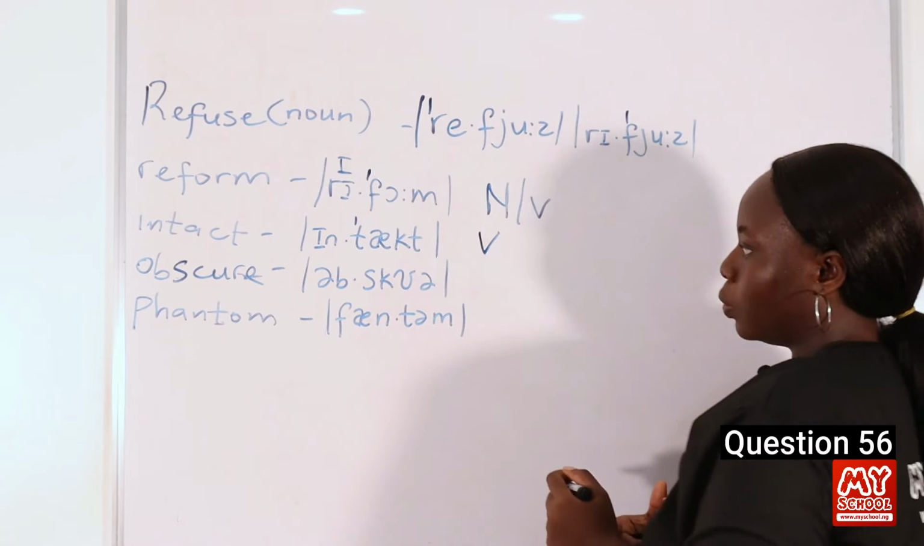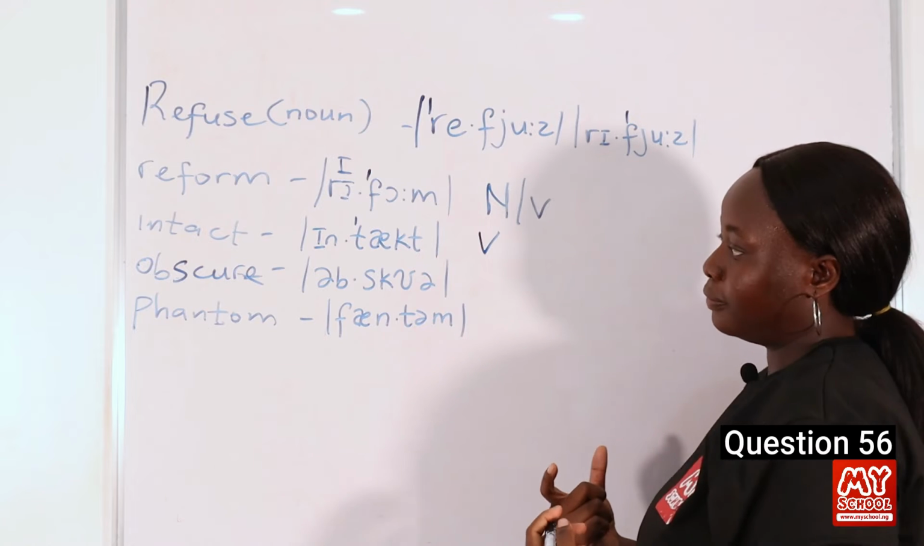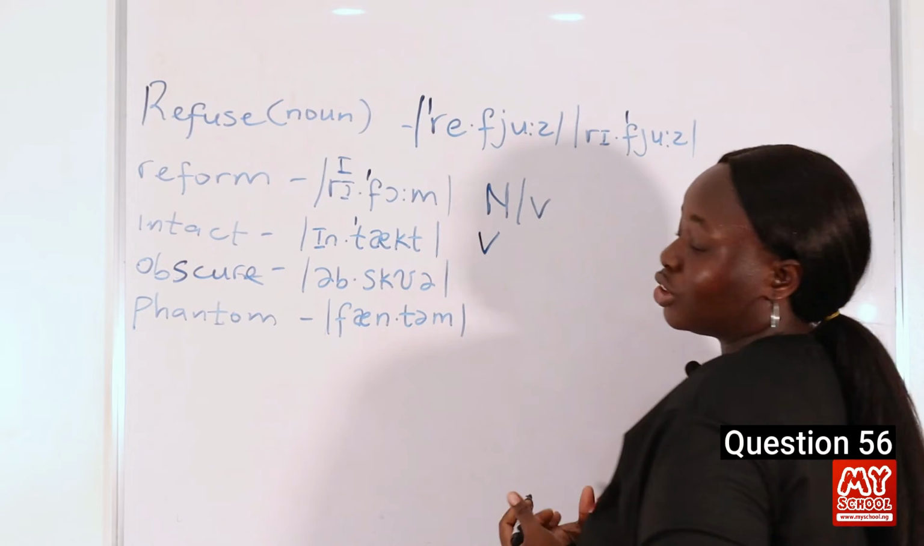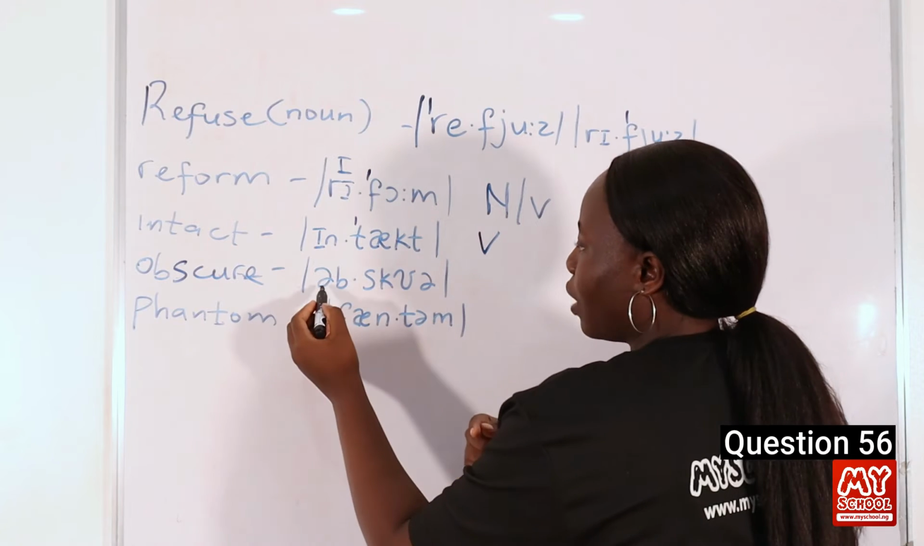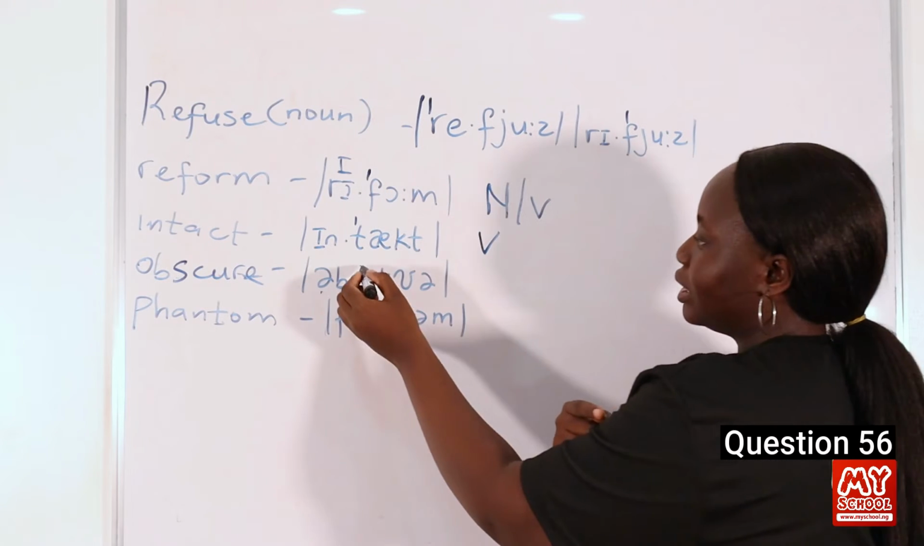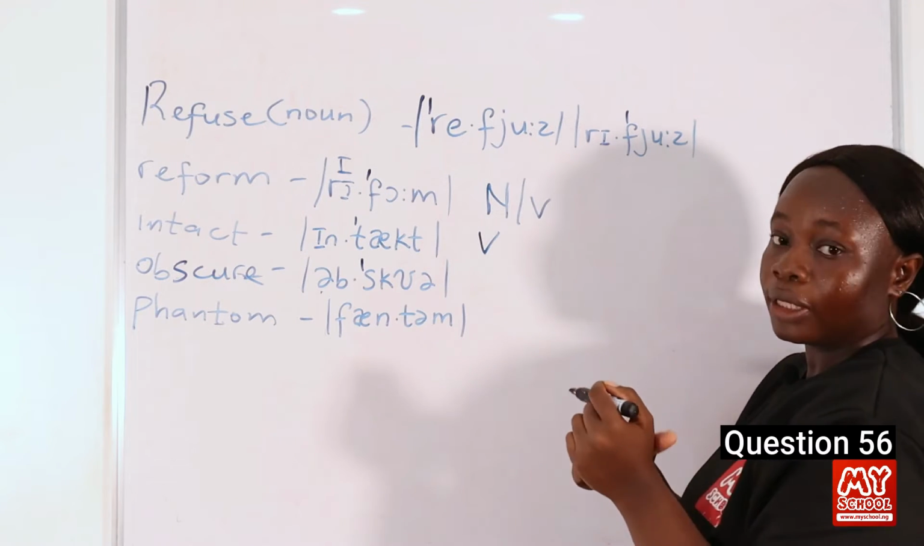Then we have the word obscure. This is an adjective, okay? Normally, the stress is supposed to be in the first syllable in an adjective, but because of the weak vowel here, we move the stress to the second syllable, okay?